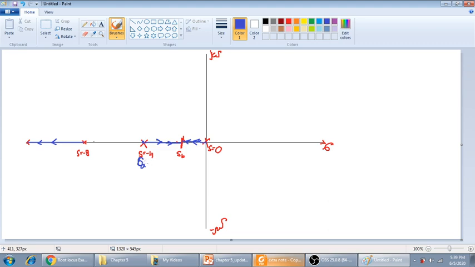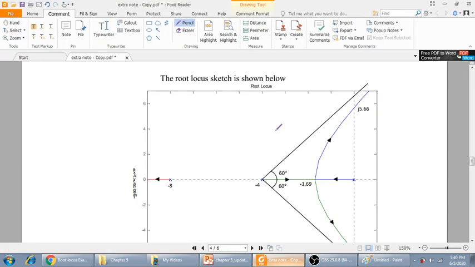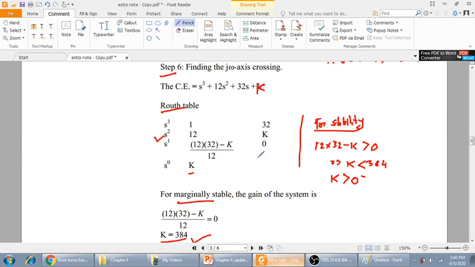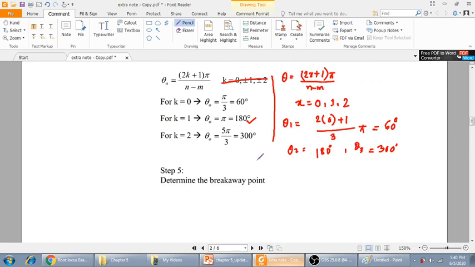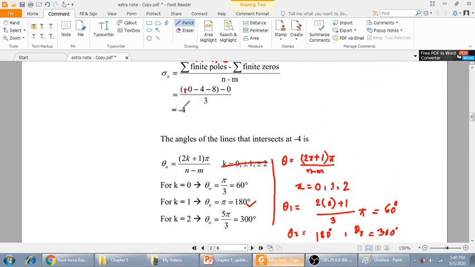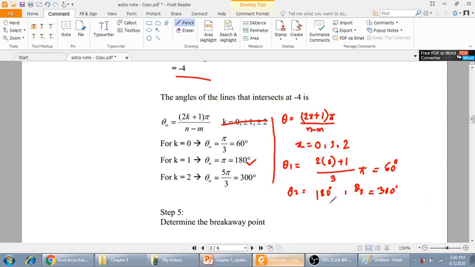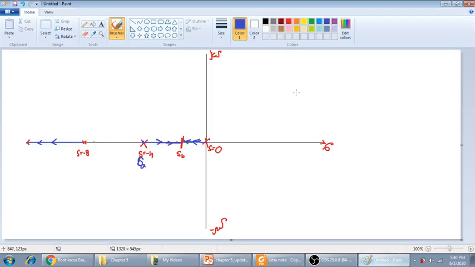So at this point we have 3 angles, right? We know that at this point we have 3 angles: 60 degree, 180 degree, and 300 degree. The asymptote point is at -4, and we have these 3 angles, 60, 180, and 300 degree. So now let's go back to here.